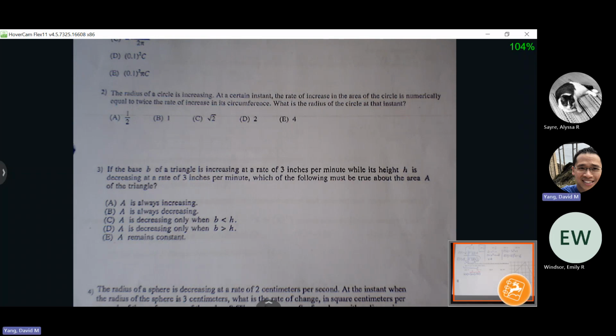This is the only calculus step. The rest is just cleanup. So let me clean this up. dA/dt is equal to 1/2 h.